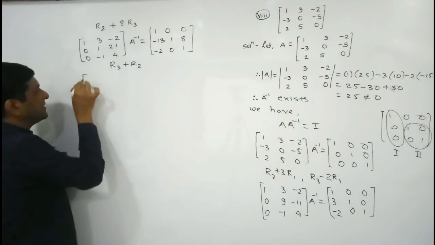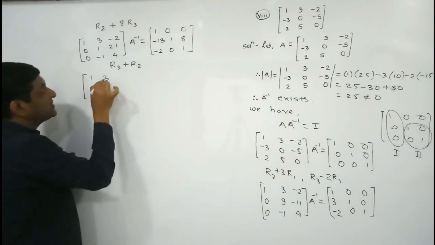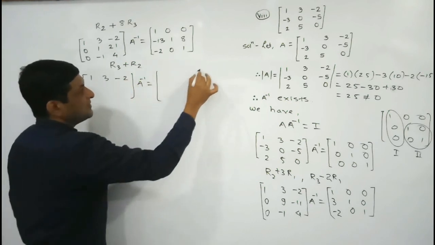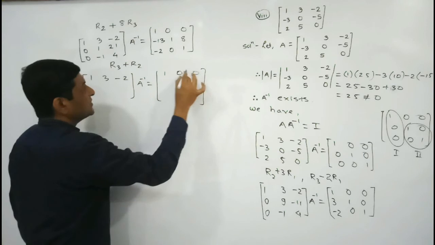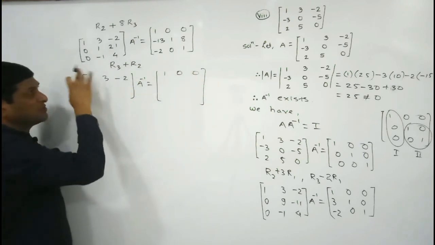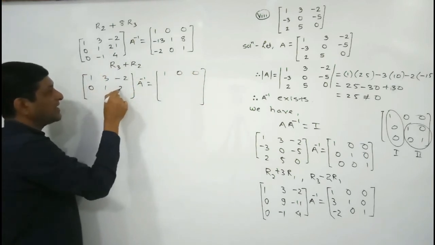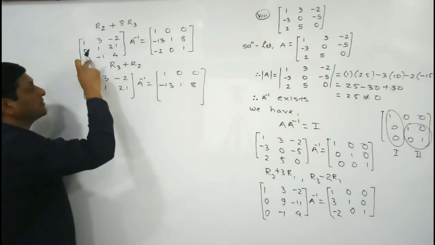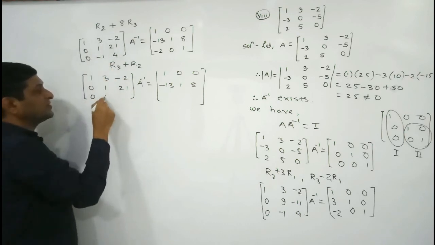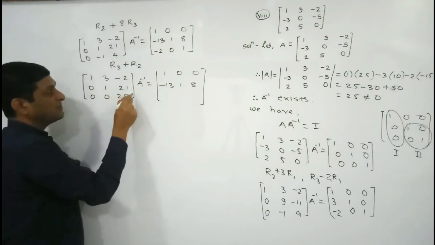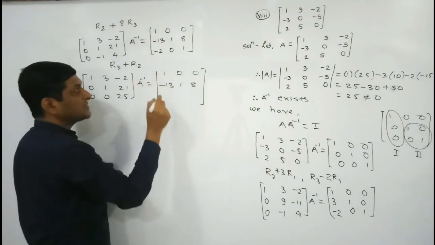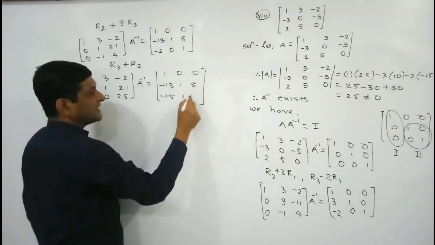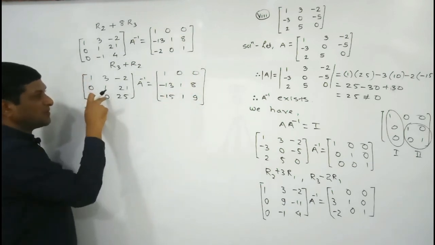Let us see what we will get here. Keep the element of R1 as it is, and on this side also keep the element of R1 as it is, 1 0 0. Perform this operation on R3. There is no operation on R2, so keep the element of R2 also as it is. Okay, so R3 plus R2: 0 plus 0 is 0, minus 1 plus 1 is 0, 4 plus 21 is 25, minus 2 minus 13 is minus 15, 0 plus 1 is 1, and 1 plus 8 will be equal to 9. In this way we have got 0 here.